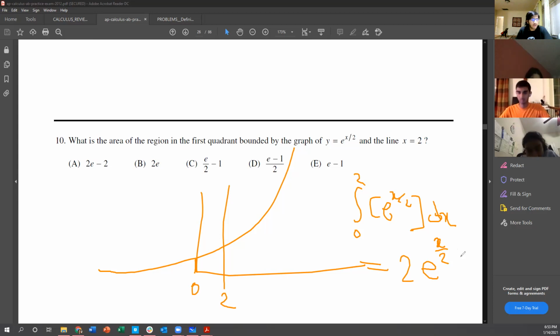Now you have to evaluate this at 0 and 2. If you evaluate this at 2, you're going to get 2 over 2 is 1, so you're going to get 2e, right? And then if you evaluate this at 0, e to the 0 is just 1, so that's 2. So 2e minus 2. A? Everyone in accordance with that answer? Yeah. Good. Okay.